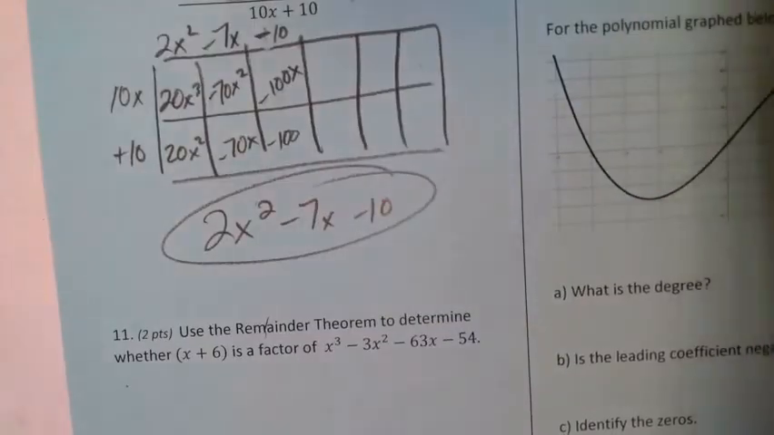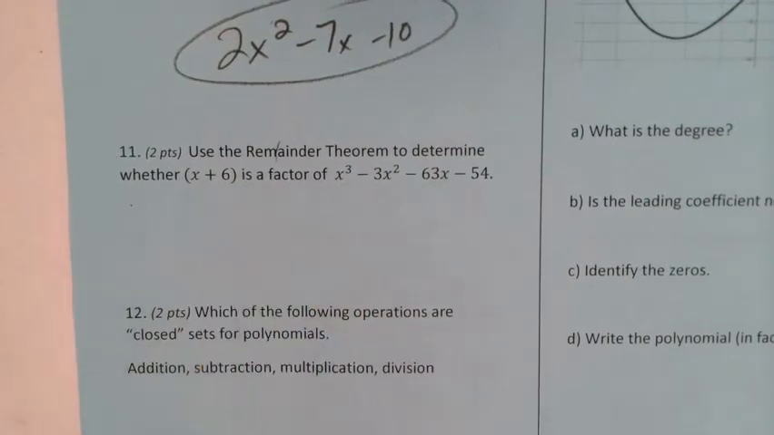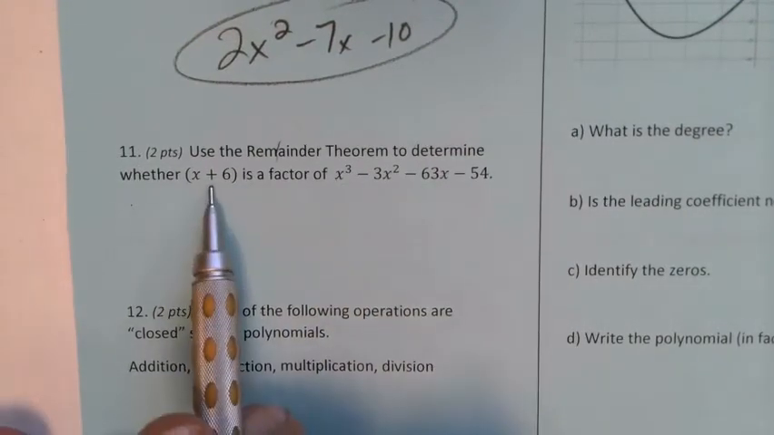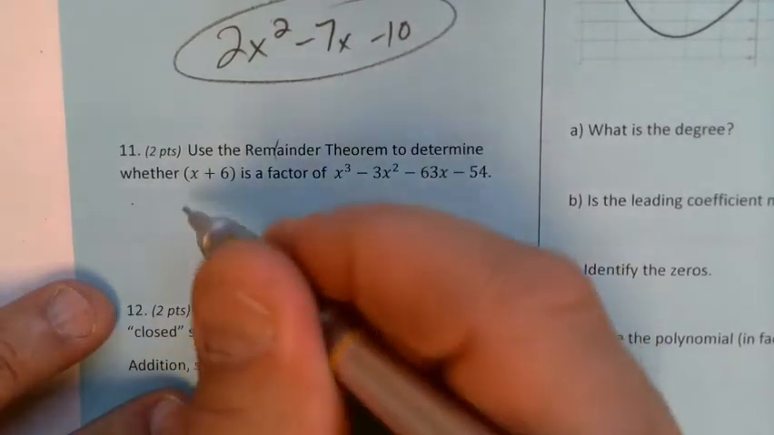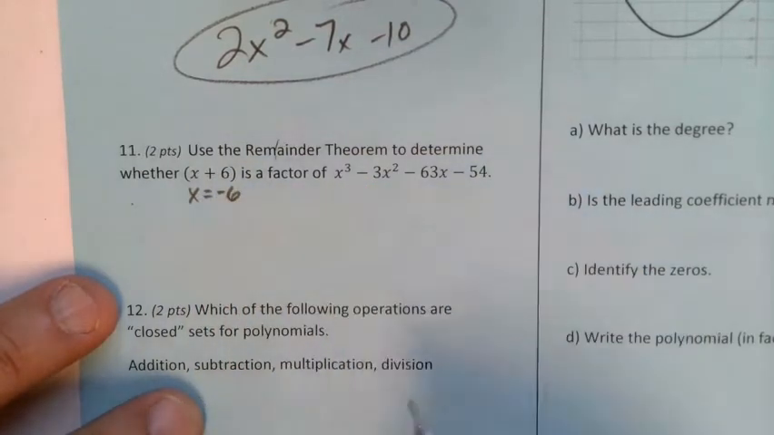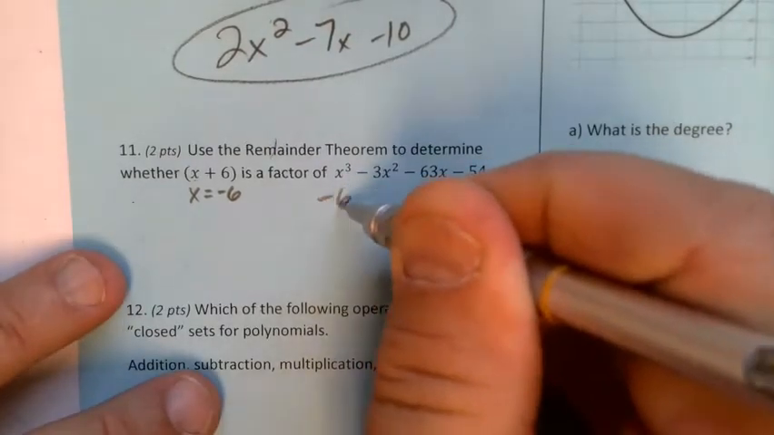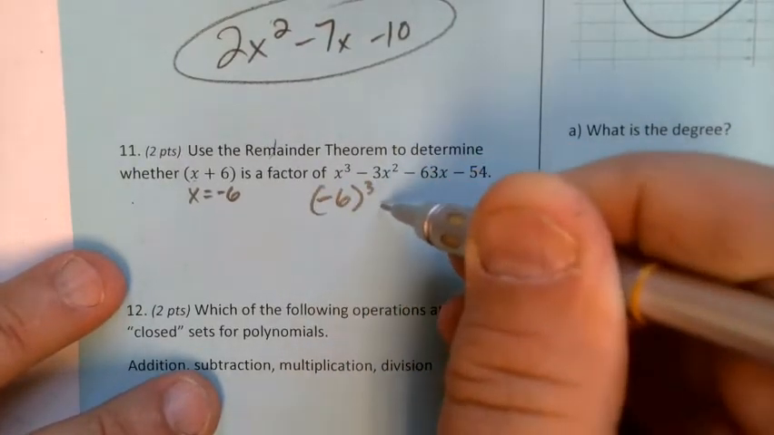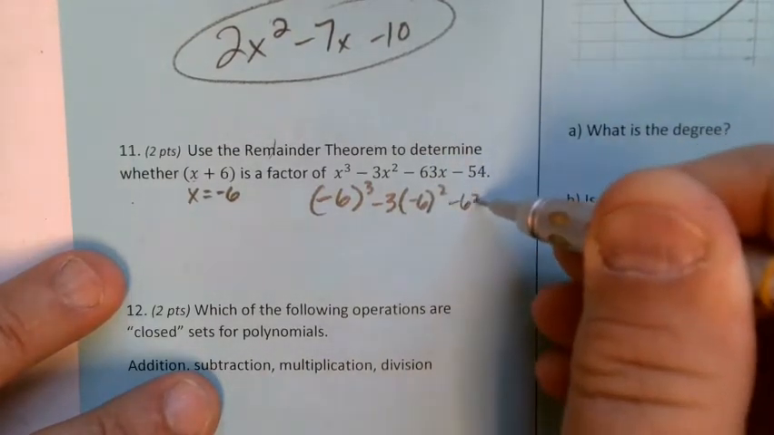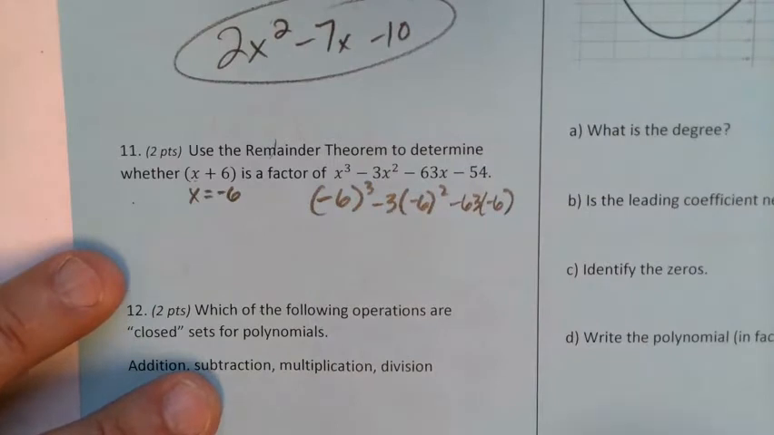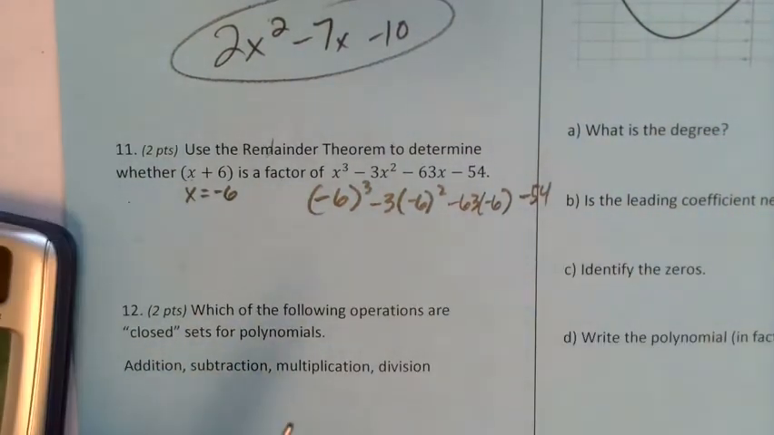It says use the remainder theorem. The remainder theorem says if I divide this by that and I get a remainder, then this is not a factor of that. But there's a quick way to check it. Remember, I find the zero for this, which in this case is x equals negative 6, because negative 6 plus 6 makes 0. And I put that into this: negative 6 cubed minus 3 times negative 6 squared minus 63 times negative 6 minus 54. And this is how I'd show my work. And then I just type it into a calculator.